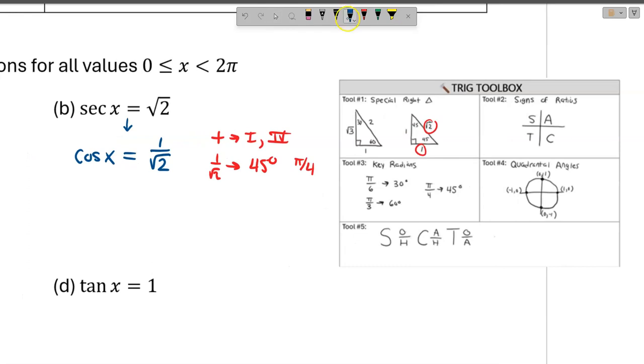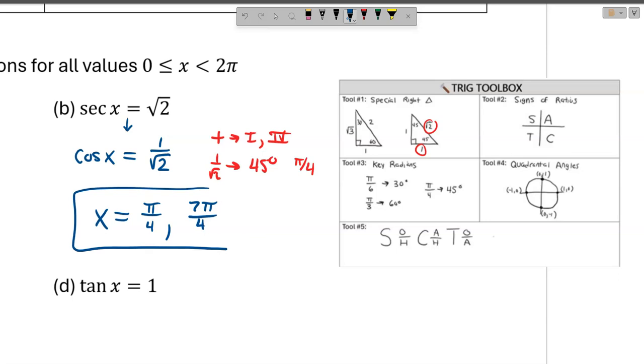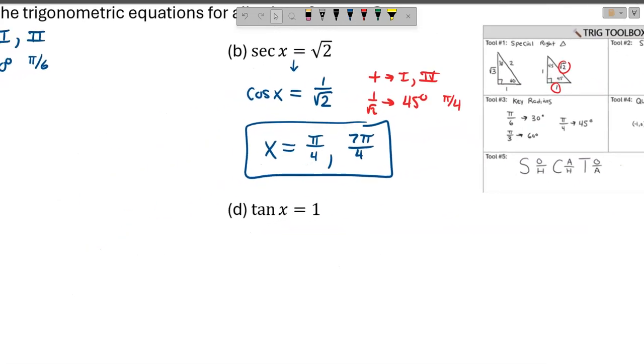So my two answers for this question for x is going to be quadrant 1 is just going to be pi over 4. And then in quadrant 4, we're going to be pi over 4 short of 8 pi over 4. So 7 pi over 4 is my other answer choice. All right, let's keep on moving here.